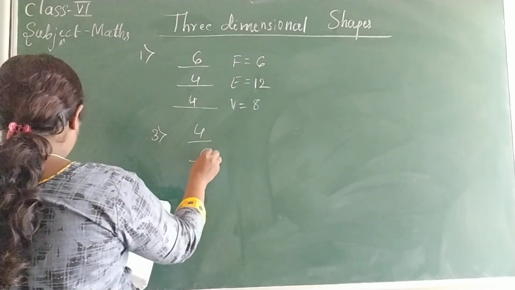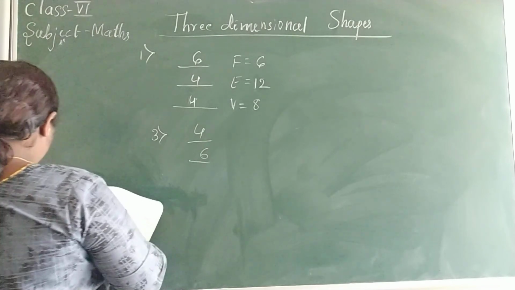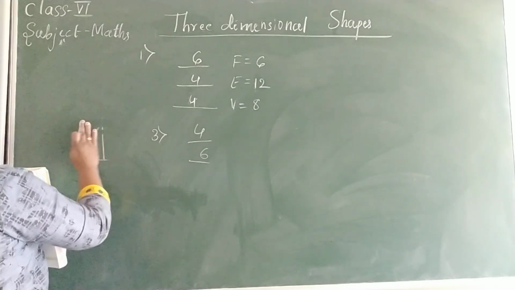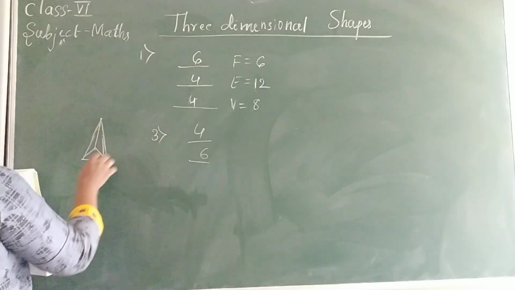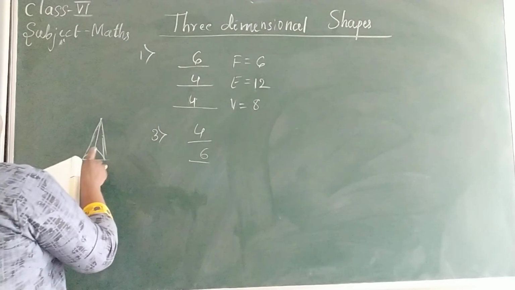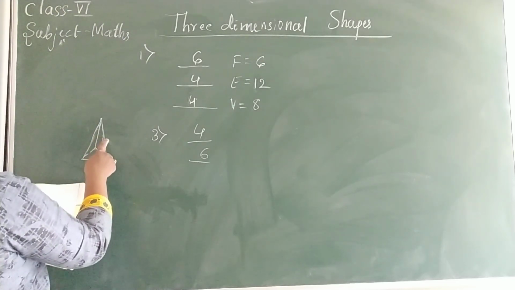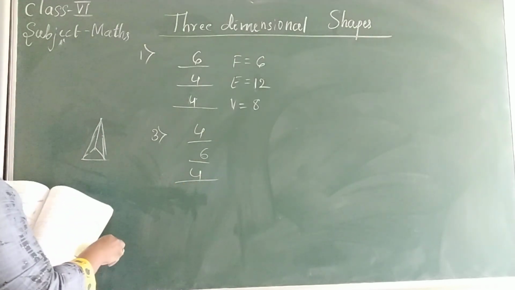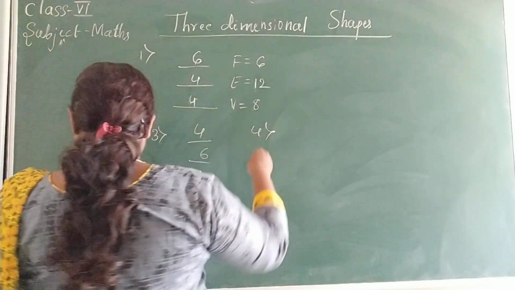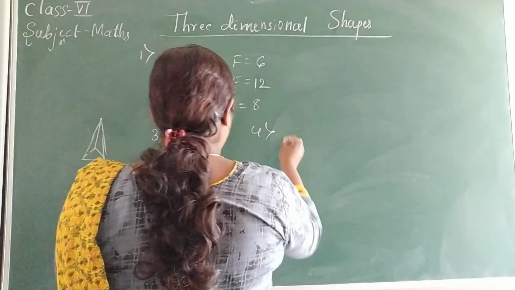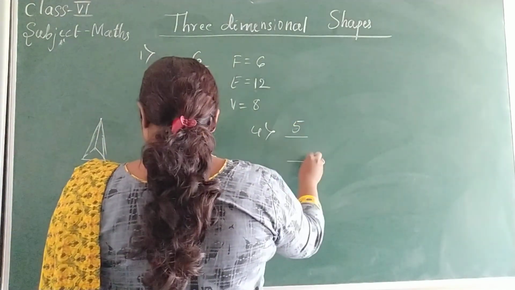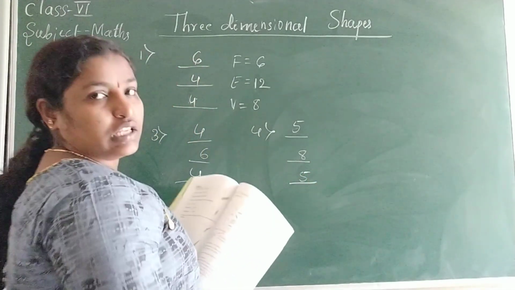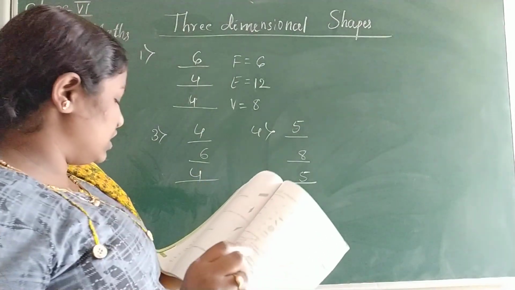Edges is equal to 6. How many edges does a triangular pyramid have? 1, 2, 3, 4, 5, 6. It has 6 edges, then 4 corners. Yes, then the fourth one. A square pyramid has 5 faces, then 8 edges, then 5 corners. Yes, just now I have shown. Once again we will discuss.